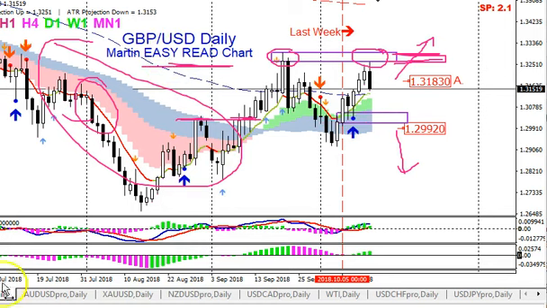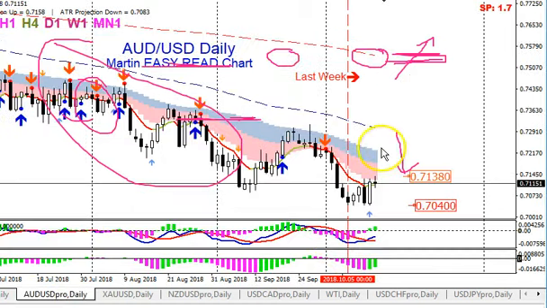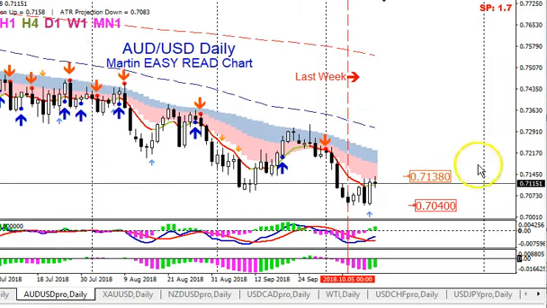Let's clear the charts. Australia USD. Okay, there we go. Here you can see we had a turnaround. Okay, let me just draw that in. So price went down and it's starting to curl back up. You can see my filters down below. We're still in a downtrend.